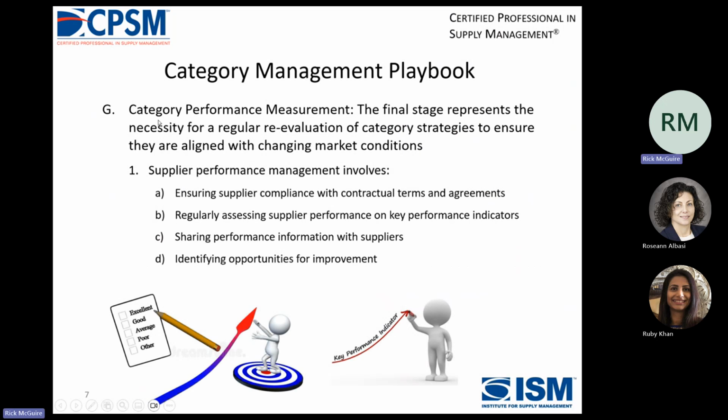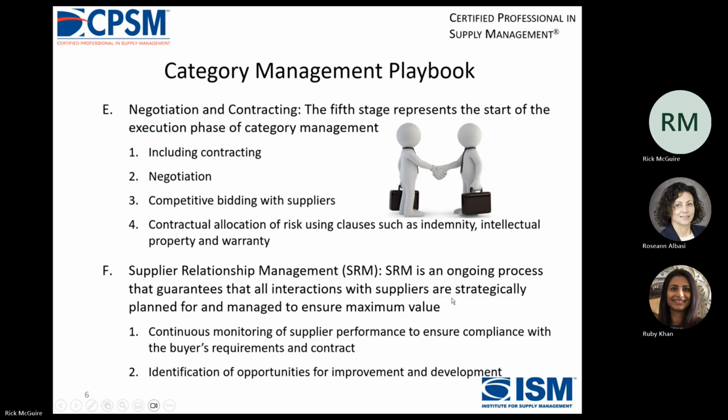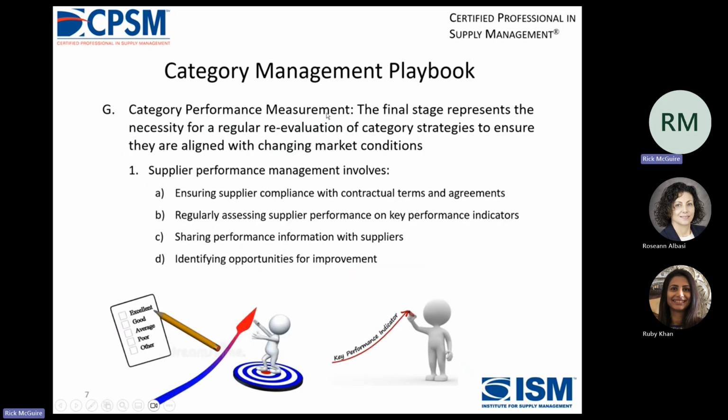And then you've got to do category performance measurement. It's negotiation strategy, contracting strategy. So supplier performance management is in supplier relationship management. That's step 6 in supplier development. And then you've got assessment in step 7. So this is more step 6: ensuring suppliers' compliance with contractual agreements, regularly assessing, sharing performance information, and identifying opportunities for improvement.